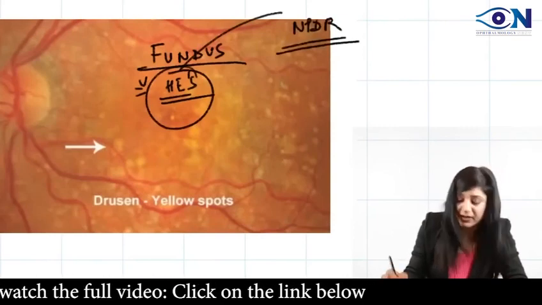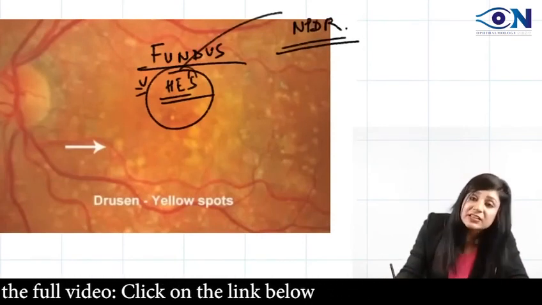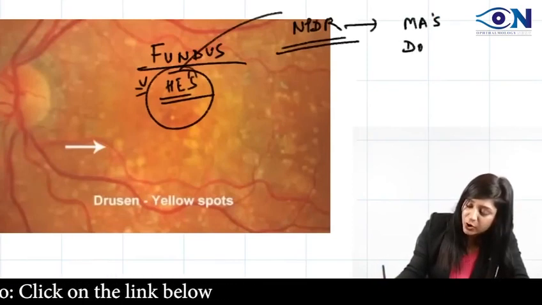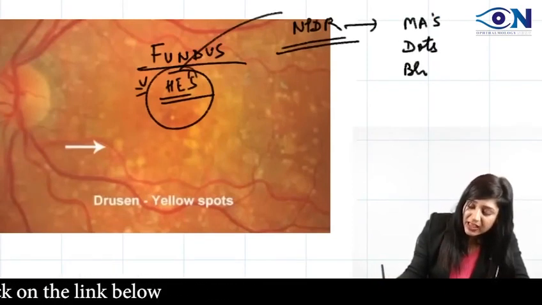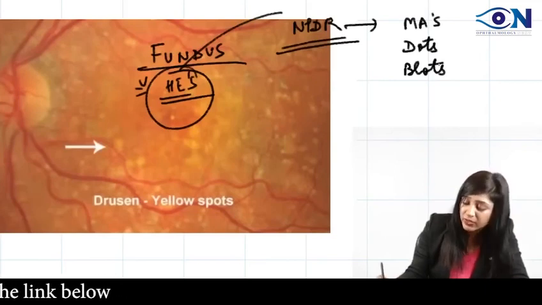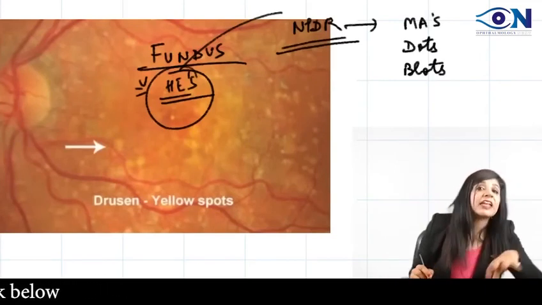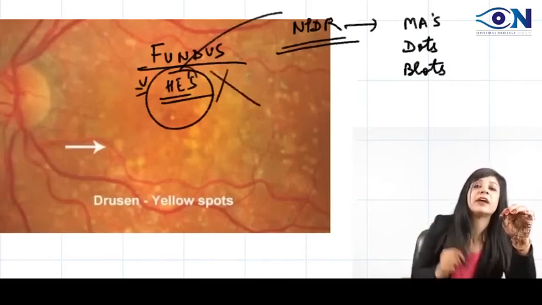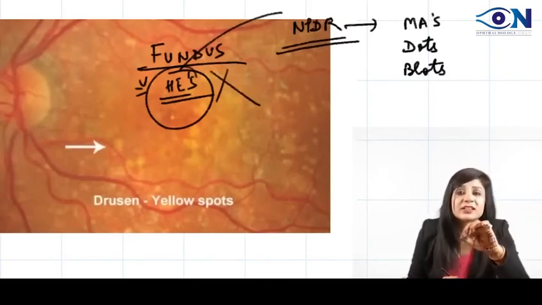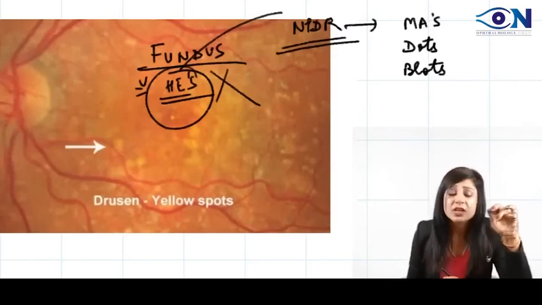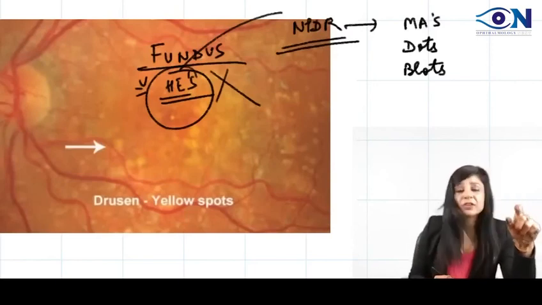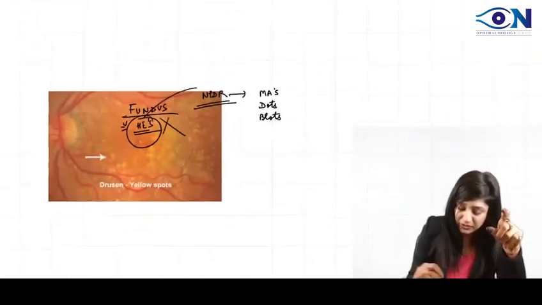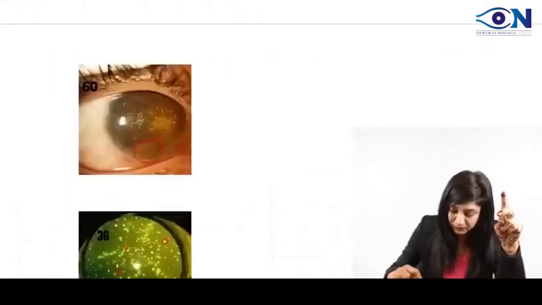See, if it is hard exudates, that means it can be a case of NPDR. And if it is a case of NPDR, we can have microaneurysms, dots, and blots also. Now, you cannot see any hemorrhages here. Therefore, I know that this is not NPDR, and therefore these are not hard exudates, and we can say that these are drusen. So this is a very important thing, with the help of which you can easily differentiate whether they are drusen or hard exudates.